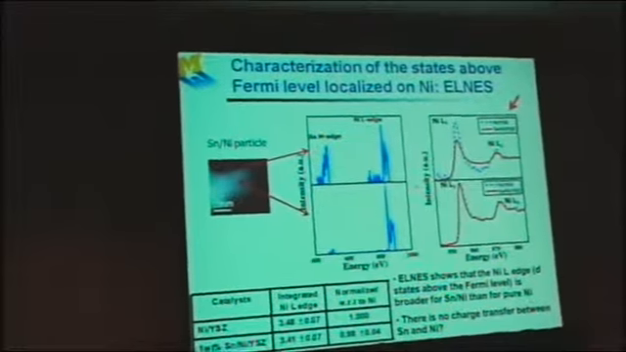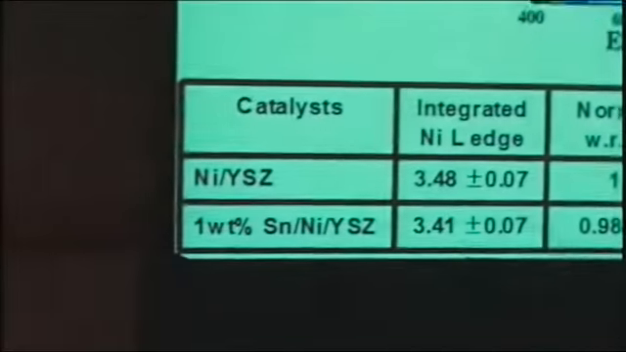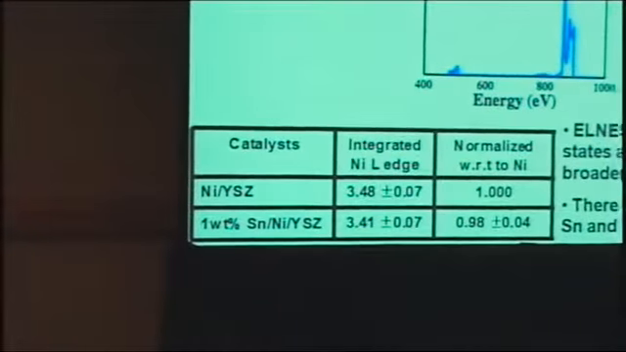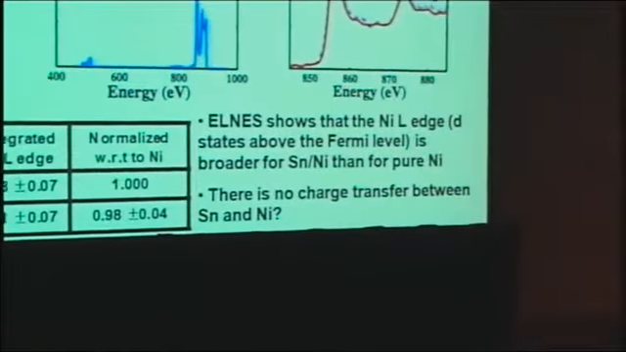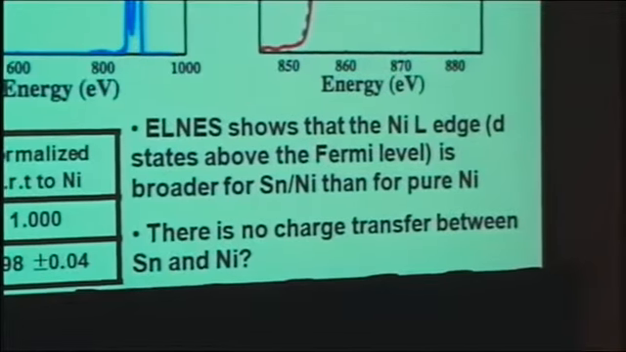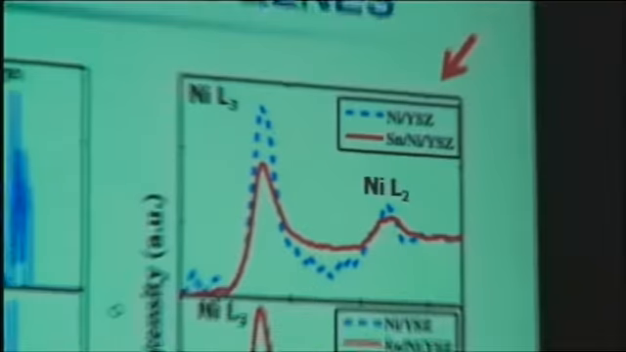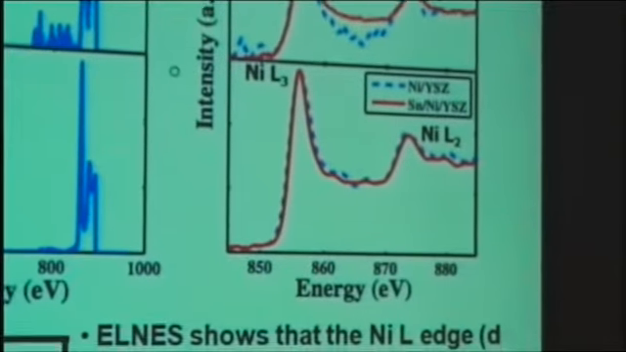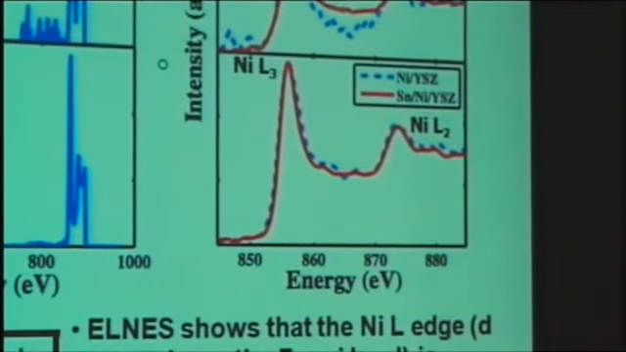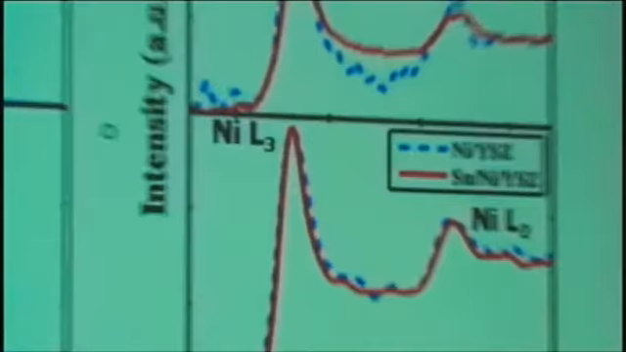And this is the result. I would point your attention only to this panel here. These other ones are just to support the argument that I'm making. What we see is that when we create a Sn nickel surface alloy and compare the electronic structure localized on nickel just above the Fermi level, in the case of Sn nickel we have a significant broadening of the d states above the Fermi level as compared to pure metallic nickel.